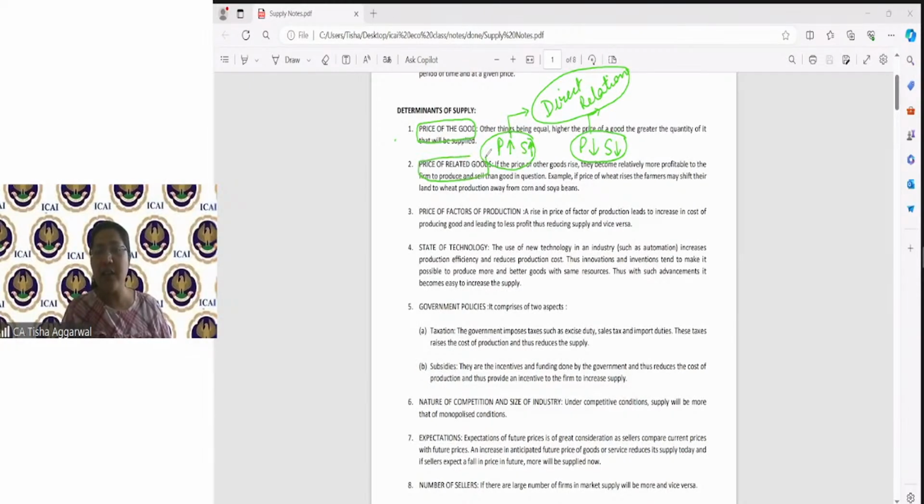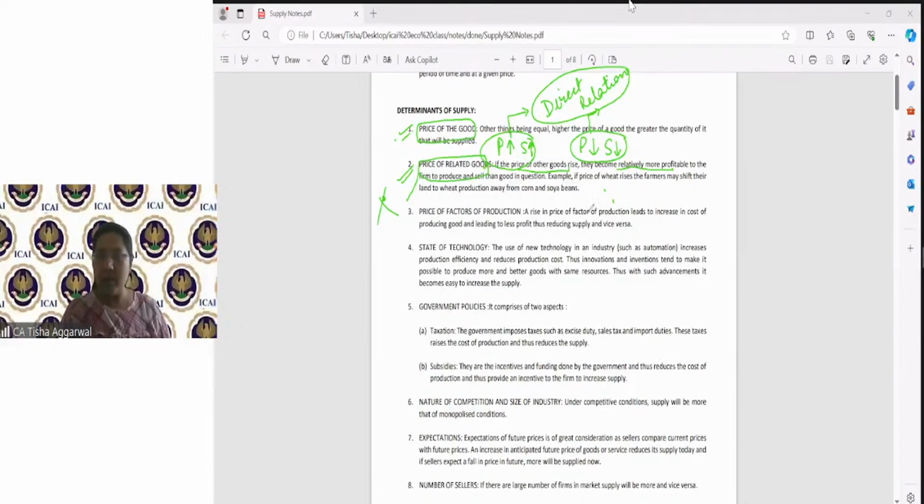Next is price of related goods. When I say related goods, something which is associated with it. If the price of a good rises, the other good becomes relatively more profitable. Have you seen people changing their businesses? Have you seen people changing their concept of selling products? They sell that product which becomes a little more profitable, correct? So if you think that something is giving you a loss, you will not produce that maybe next year. You will produce that which is going to give you profit.